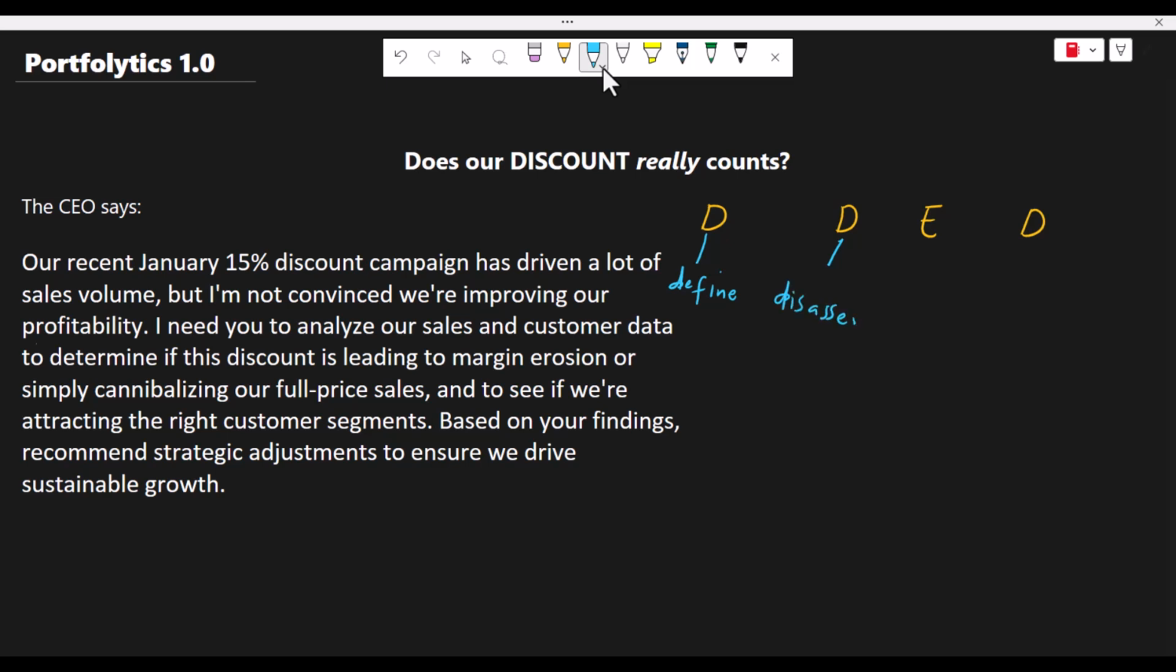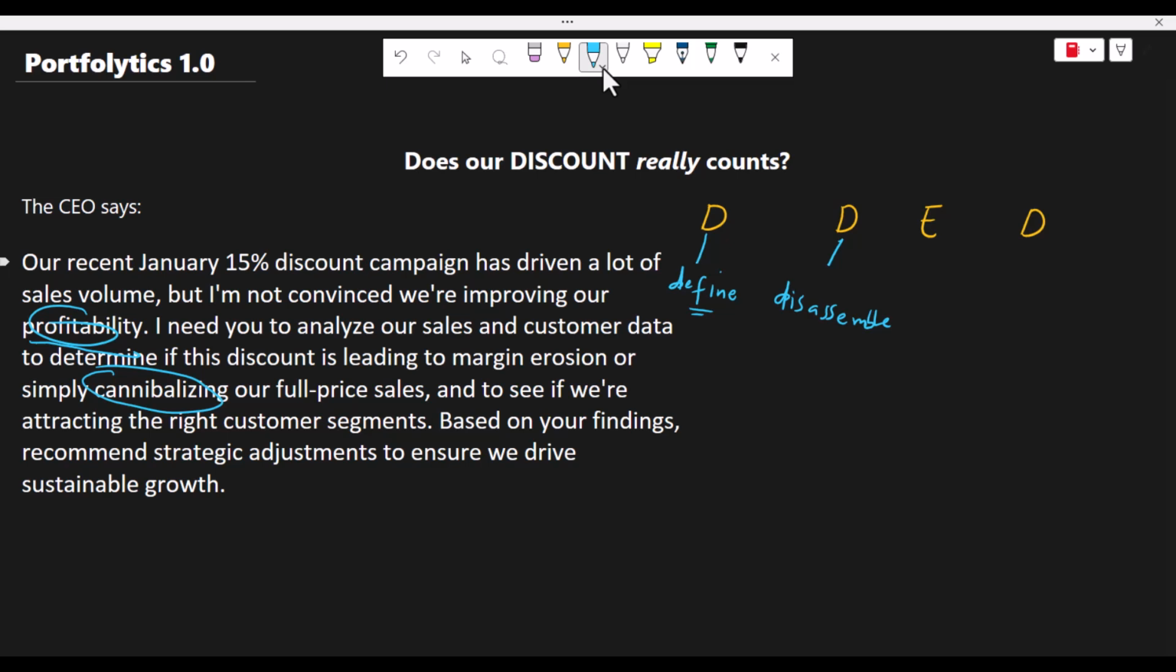Disassemble. What does this mean? It means breaking down the problem statements into smaller chunks. That is, putting them one after the other. Take for instance in this project, our CEO wished to know whether the new discount is affecting the profitability of the business. Likewise, he wished to know whether the new 15% discount is also cannibalizing their full price sales.